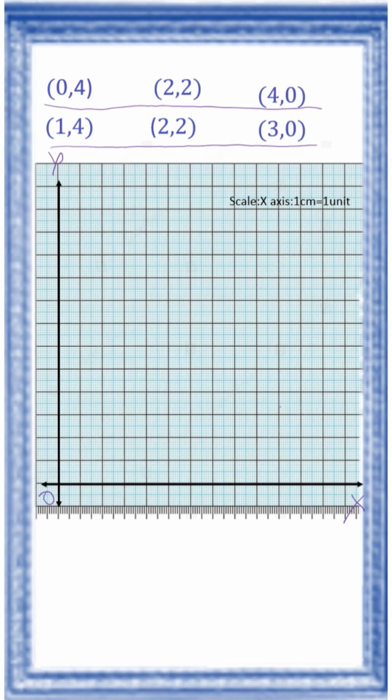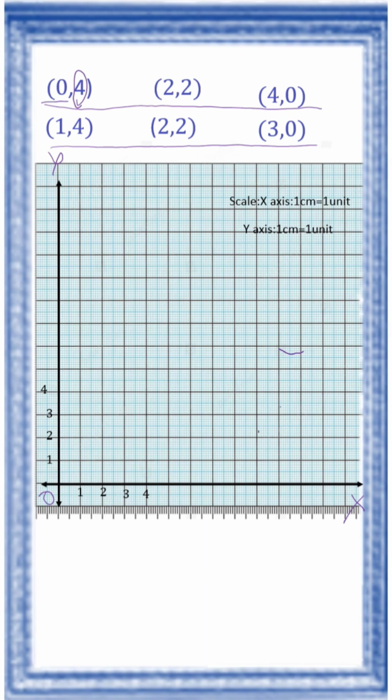Scale x-axis 1 centimeter 1 unit. You can also put 2 centimeter 1 unit, but you will forget when you go on doing the sum. So better to have 1 centimeter is equal to 1 unit. y is also 1 centimeter is equal to 1 unit. So now let us mark the points here up to 4 because 4 is the maximum value here.